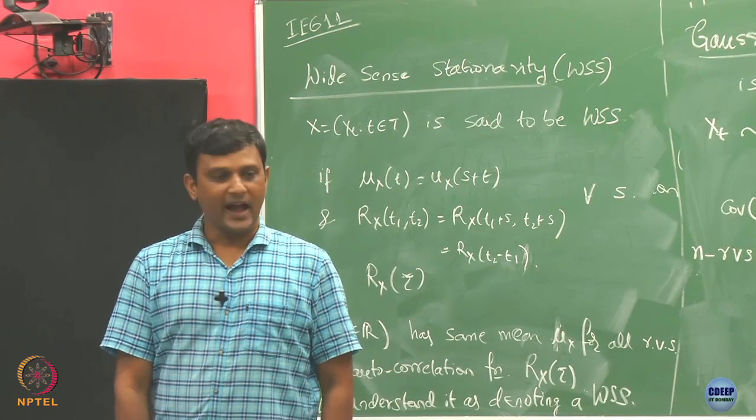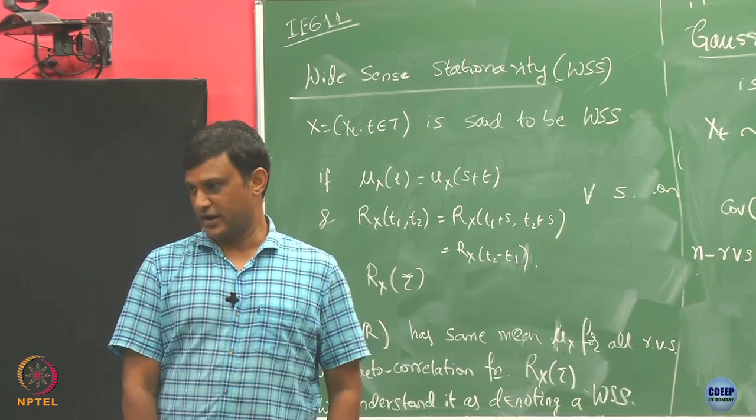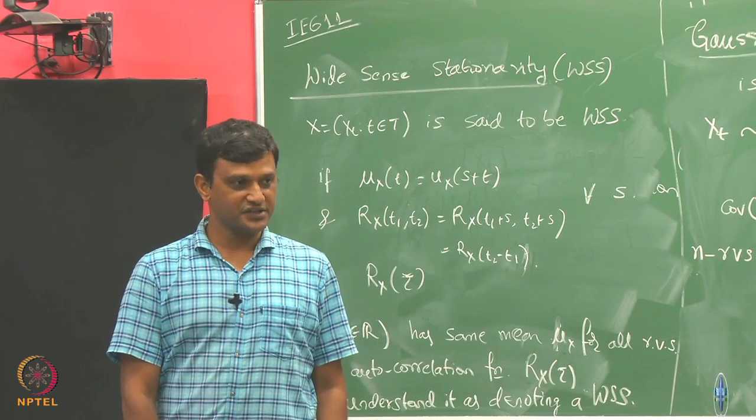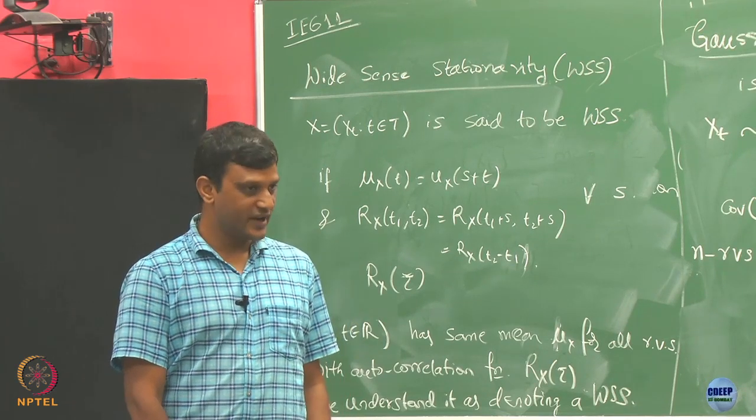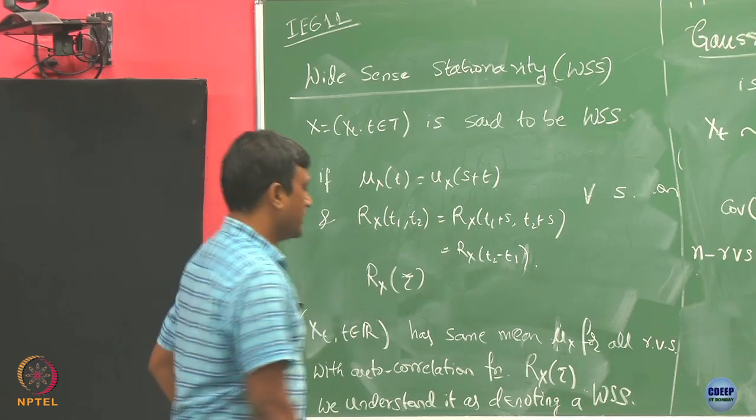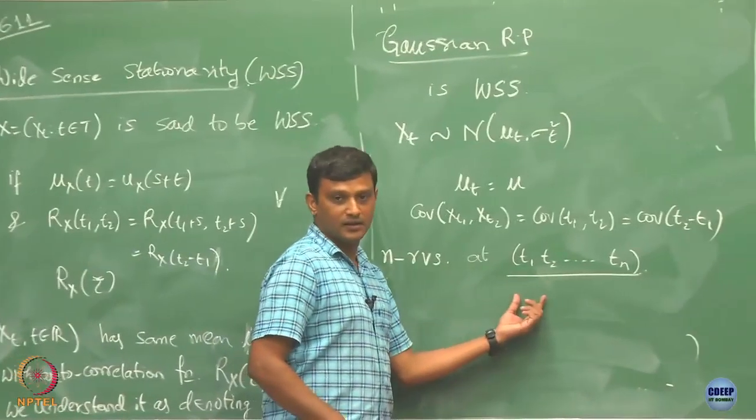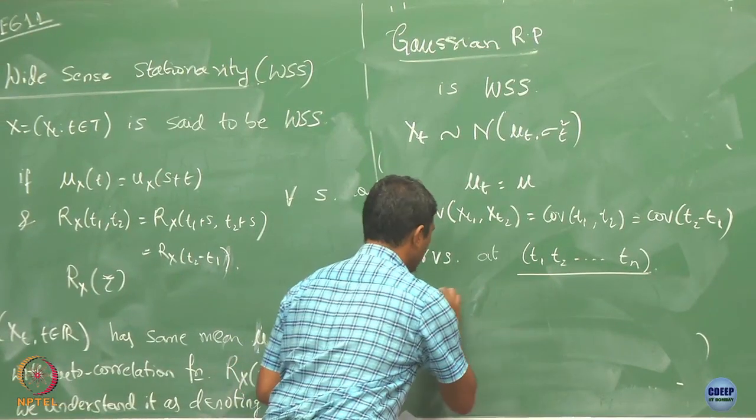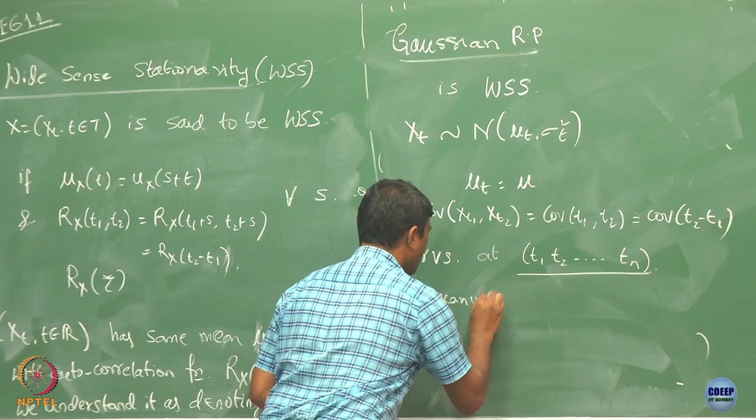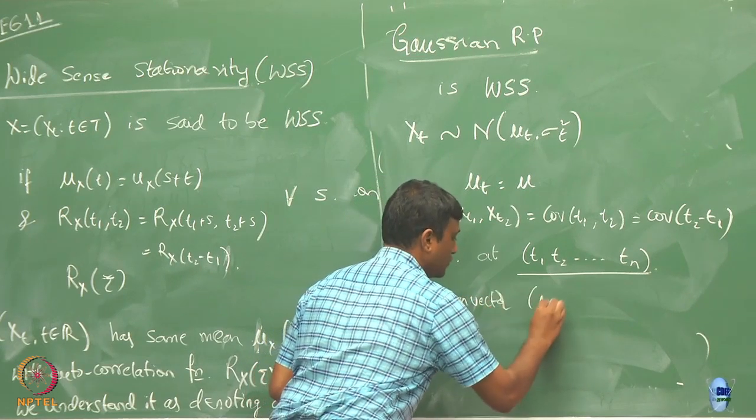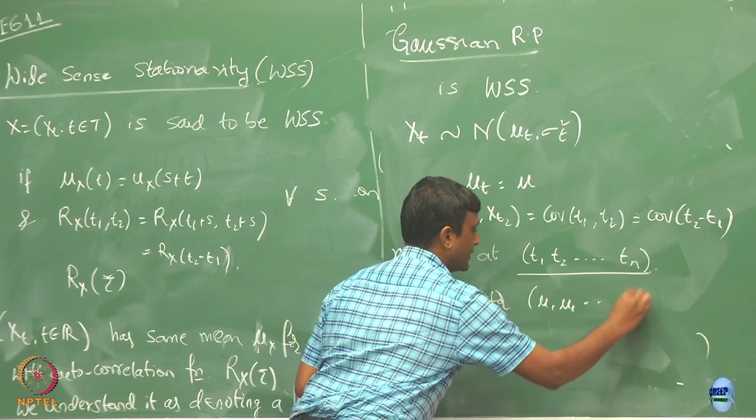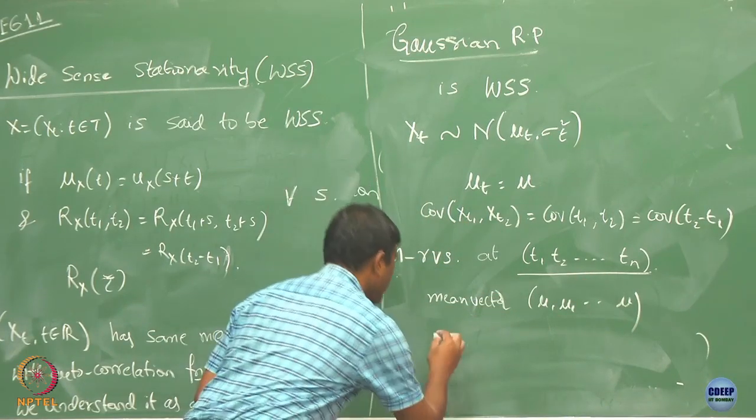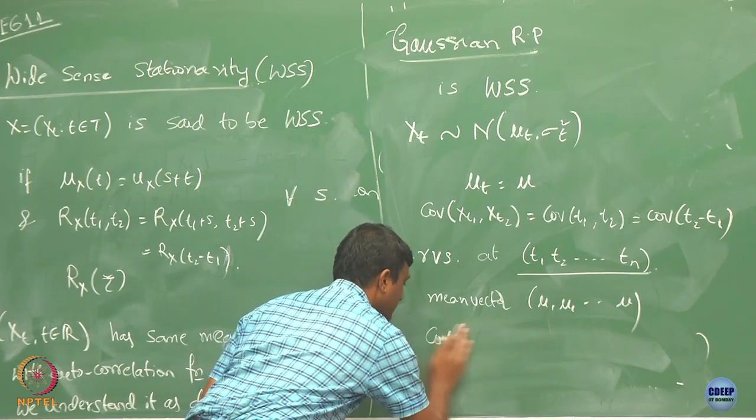And what is their distribution? We already know what this distribution is, right? A distribution was defined in terms of the mean vector and the covariance matrix. So what is the mean vector here? The mean vector is simply mu, mu, mu, right, everywhere, because each of these random variables has the same mu. Now what is the covariance matrix for this?